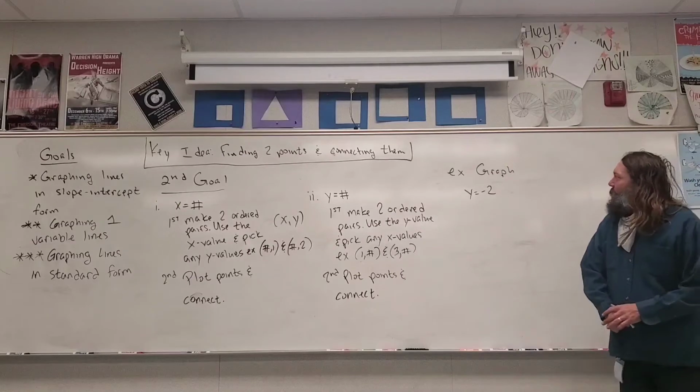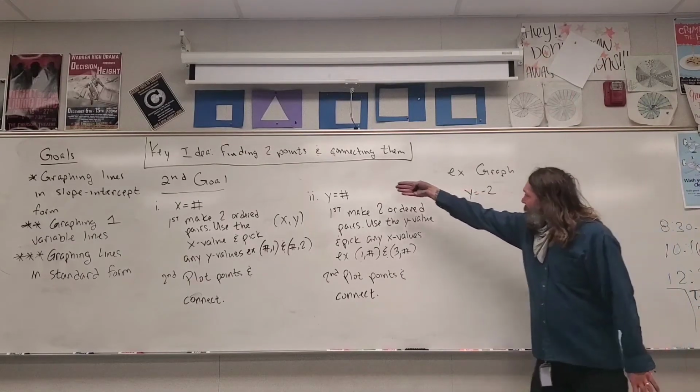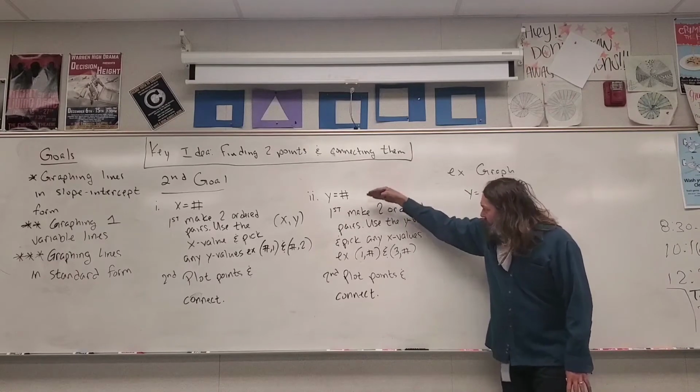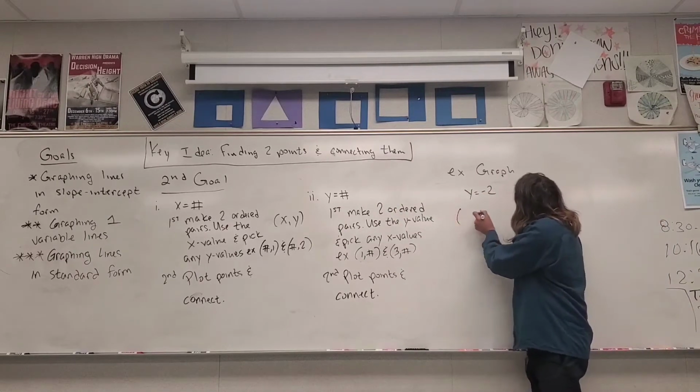I have an example. I would like to graph y equals -2. Again, I have a y equals a number equation, so I'm going to follow these directions. I'm going to make two ordered pairs.